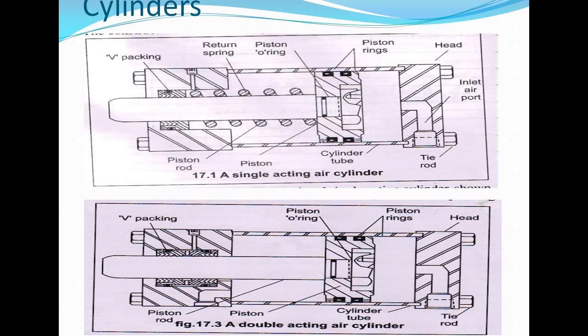So this is the piston, then piston rod. This is pressed against the return spring, then there will be sealings like an O-ring here, then V packing is provided here, so that there will not be any friction. So this is how a single acting cylinder is made.